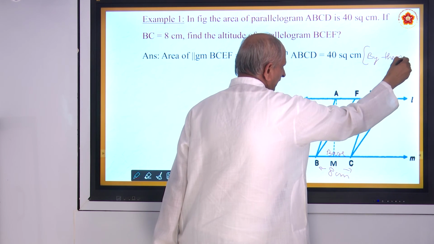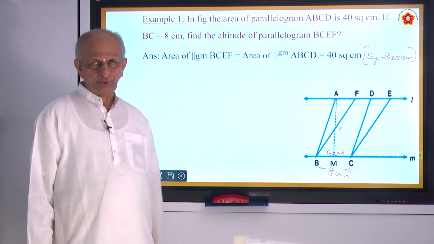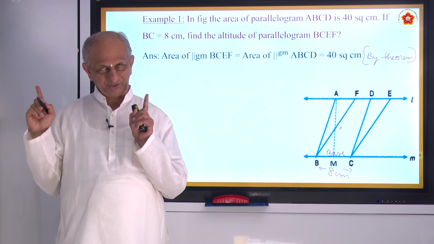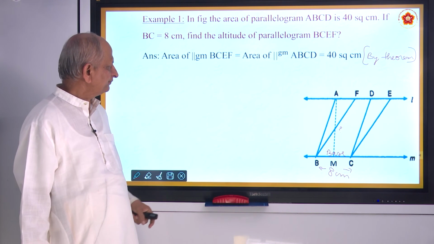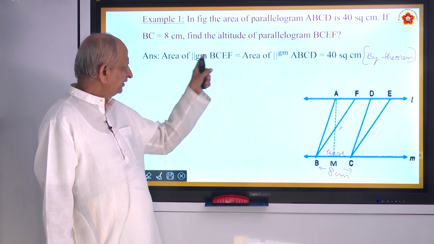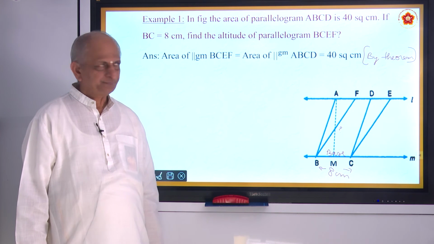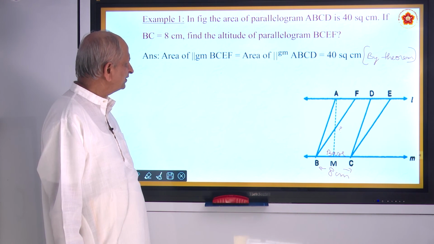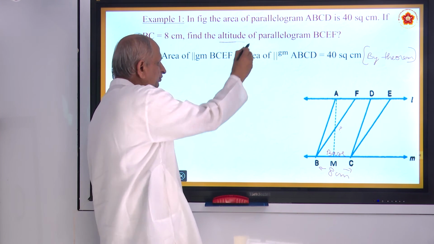By theorem. What does the theorem say? Two parallelograms standing on the same base between the same parallels are equal in area. So, if ABCD is 40, BCEF also is 40. And so that is the answer for that question. There is only one, so that is one question. Then you have to find out the altitude.